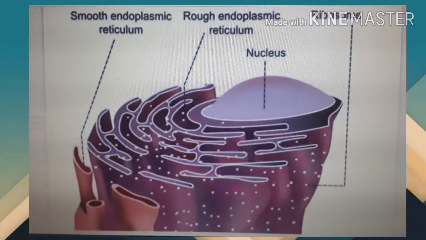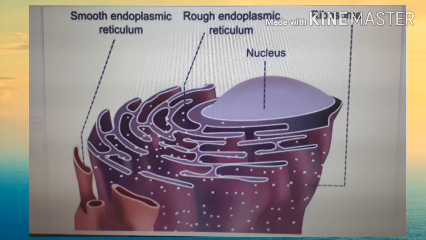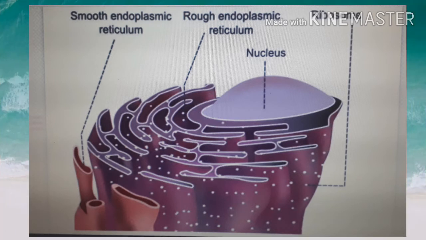Now we shall discuss the endoplasmic reticulum. The endoplasmic reticulum is a large network of membrane-bound tubes and sheets. It looks like long tubes or round or long bags. The endoplasmic reticulum is similar in nature to the plasma membrane. There are two types of endoplasmic reticulum: rough endoplasmic reticulum and smooth endoplasmic reticulum.